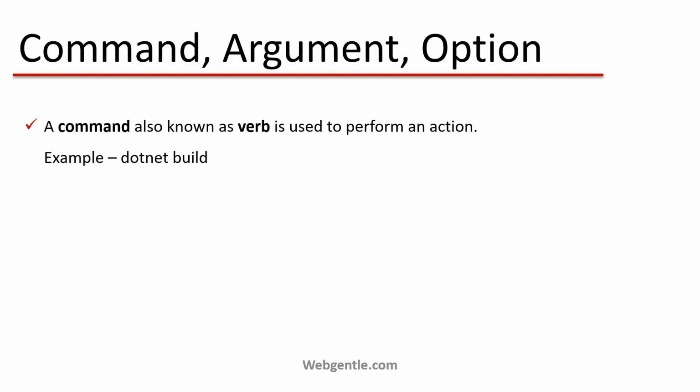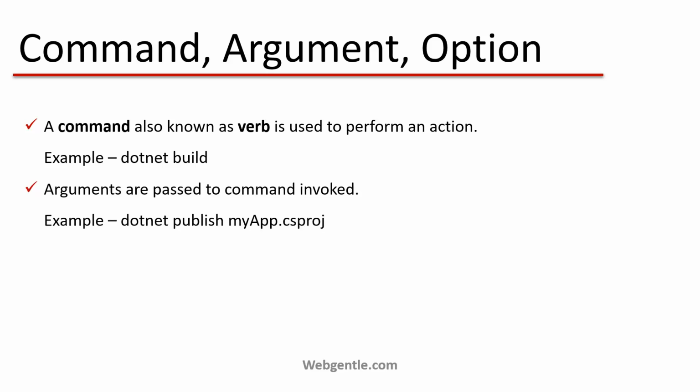Now let's see what is argument. Arguments are passed to command invoked. For example, if I enter the command .NET publish and myapp.csproj file, it means the .NET core driver is going to publish my app.csproj file. So here .NET publish is a command and myapp.csproj is the argument which is used for the publish command. The purpose of this command is to publish the csproj file which is myapp.csproj. So .NET publish is the command and myapp.csproj is the argument.